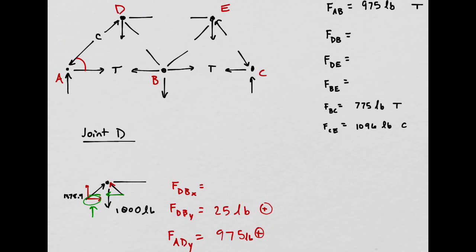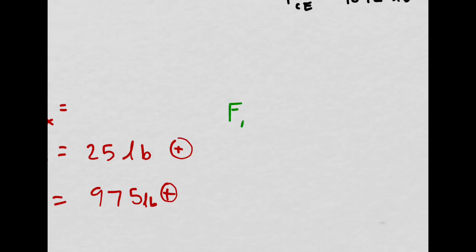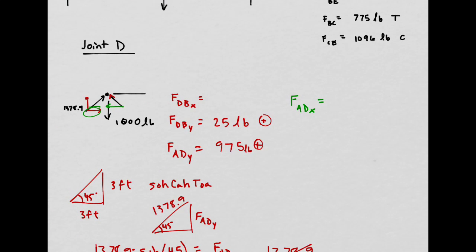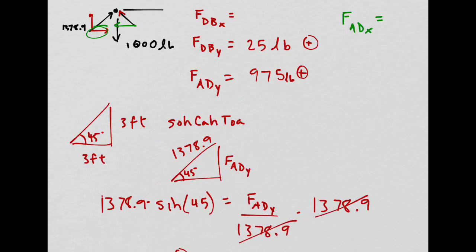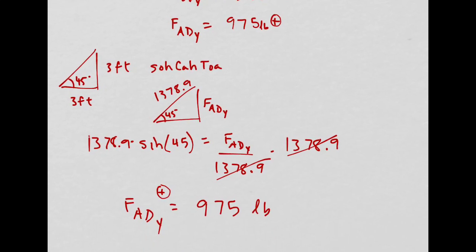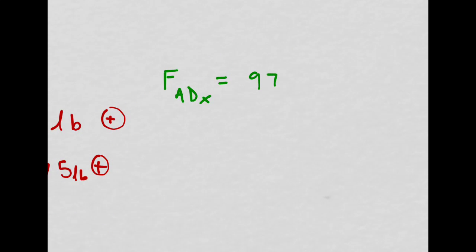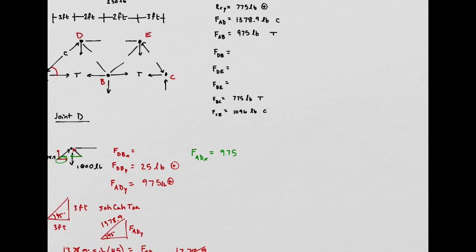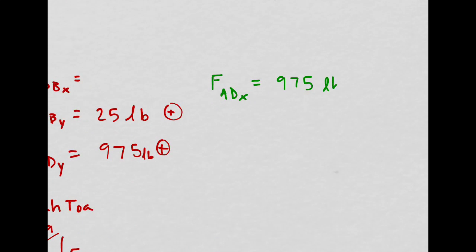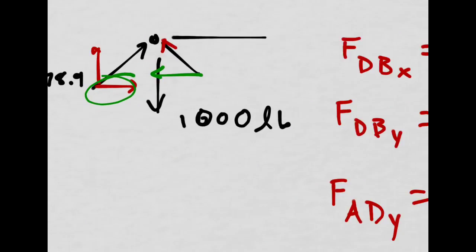What is that one? That is FAD in the x direction. So I need FAD in the x direction. God, these take so much. So how do I do that? Well, I can still... Oh, I already know that, right? Because that was the right triangle. So that means FAD in the x direction is the same as that, 975. FADX, that's 975 pounds. Didn't we find that already? I don't know. So that's cool. And that's to the right, so that's going to be positive.